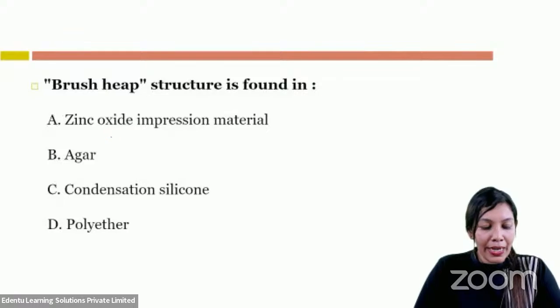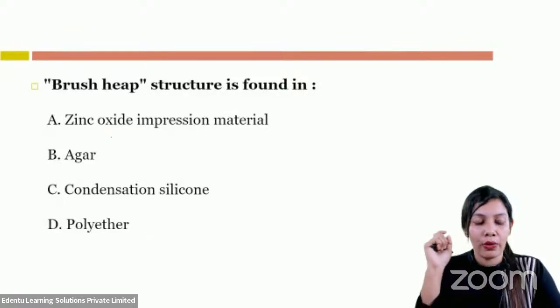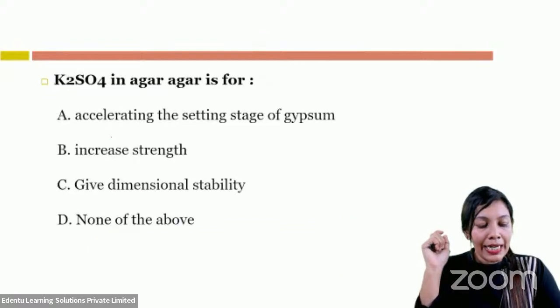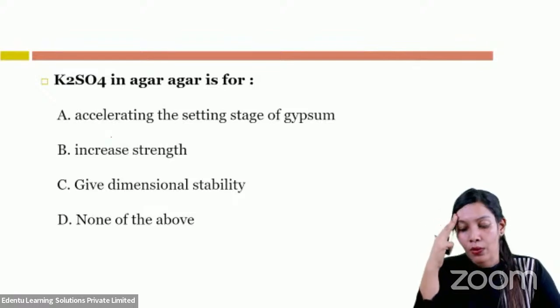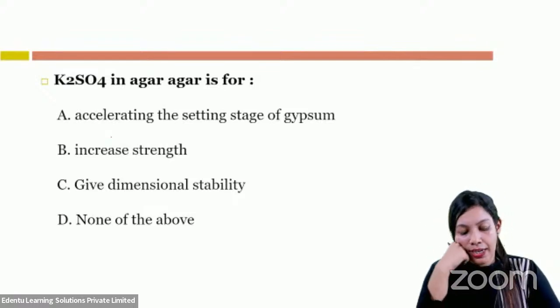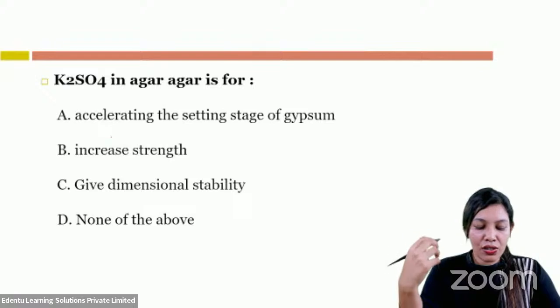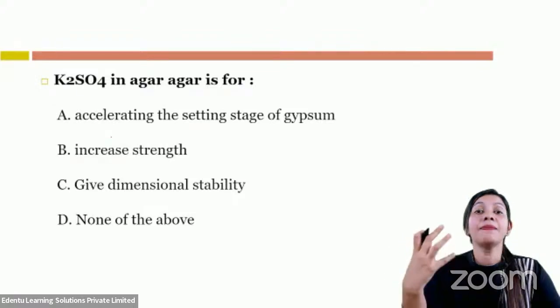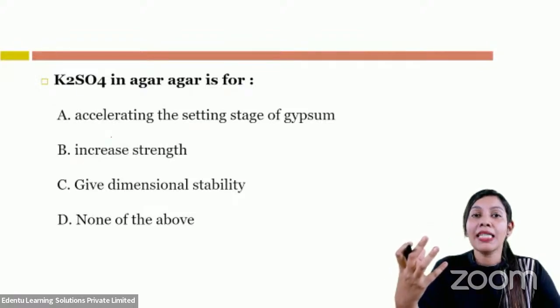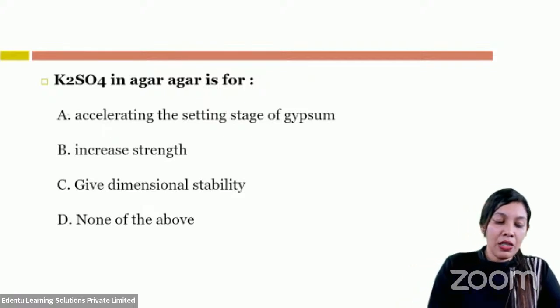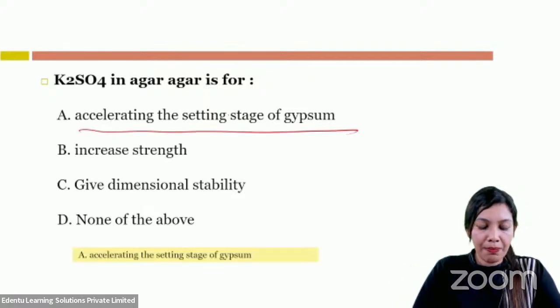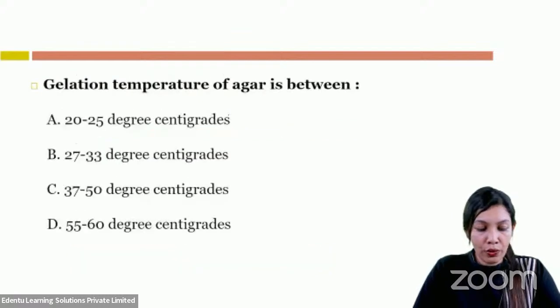Right. Brush heap structure is found in, as I said, agar. K2SO4, that is potassium sulfate, in agar is 4. What is the answer? As I said, setting reaction or strength has been increased by the borax. But the borax inhibits the setting of gypsum. So to accelerate the setting of gypsum, we add K2SO4.